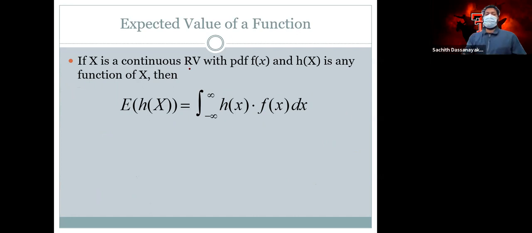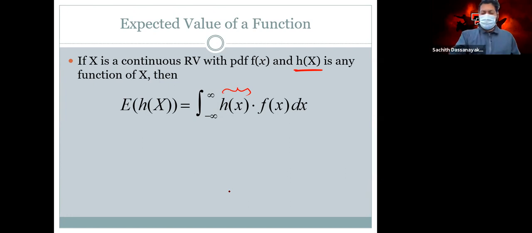What happens if we have a function instead of just a variable? Same as the previous chapter, we simply replace x using that function. h(x) means a function of x, like x plus a, where a is a constant, something like that. So simply plug that function in instead of x and do your calculation.